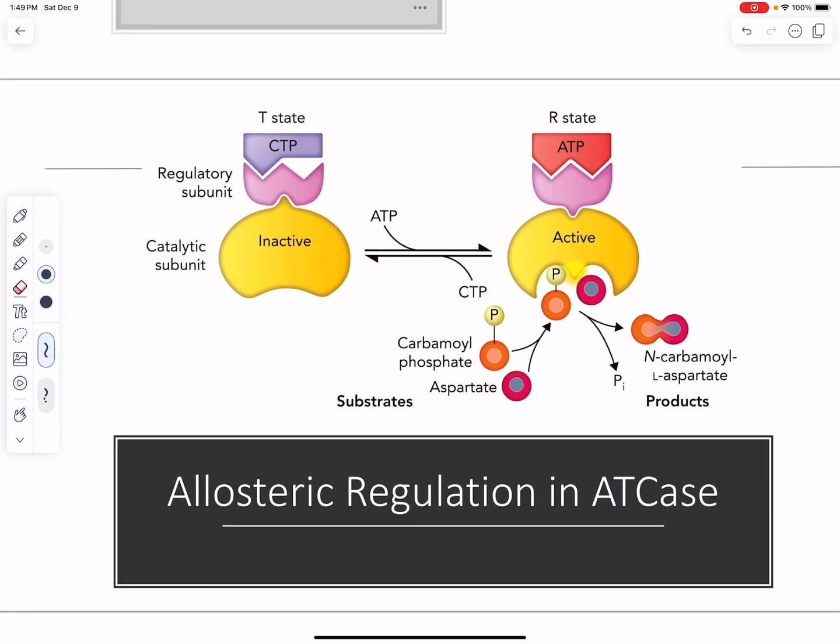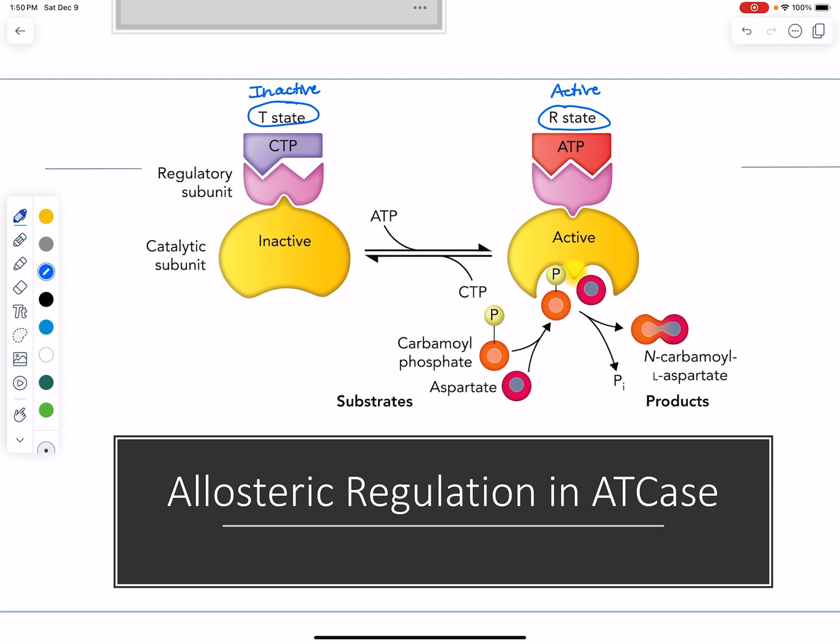ATCase has T and R states. When we talk about enzymes, the T state is a little different than when we talk about hemoglobin. The T state is the inactive state. So this is analogous to our low affinity for oxygen in hemoglobin. And then the R state is the active state, analogous to the R state in hemoglobin, where you have high affinity for oxygen.